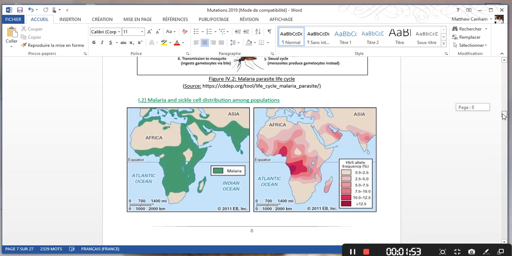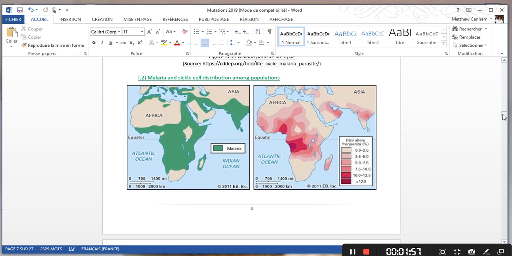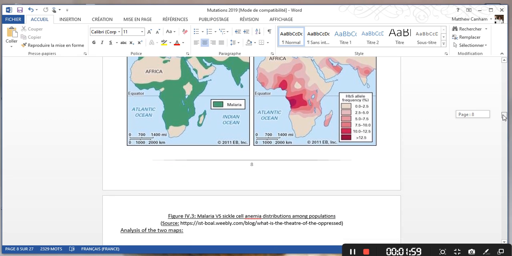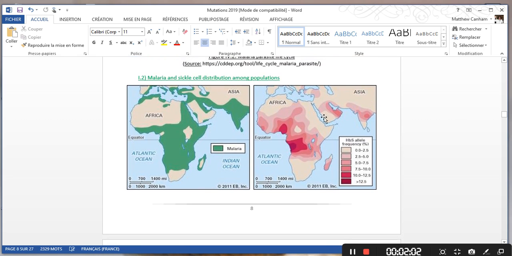But there is something which is quite striking and interesting. So we've got two maps here. The left map is the areas in the world where the malaria parasite is present. So it's mostly in Africa, a bit around the Mediterranean and India, and these southern parts of Asia.